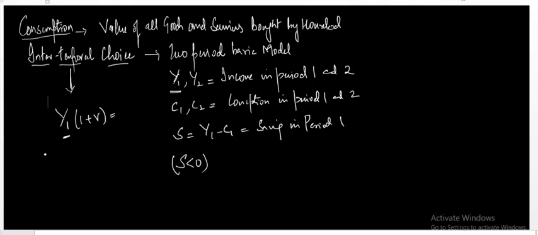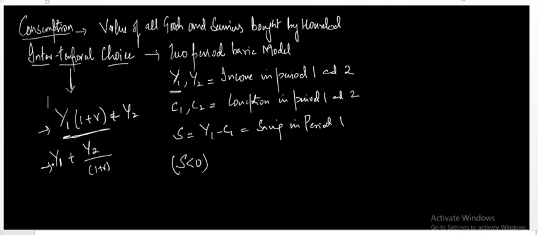Now, suppose a consumer wants to consume everything in period 1. So in this case, he will consume his income in period 1, plus he will also consume the present value of the income that he is going to receive in period 2, and he is going to consume that today only. Now the consumer has two choices: either he will consume everything in period 2, or he can consume everything in period 1. If he consumes everything in period 2, then he will have the future value of the income of period 1, plus the income that he is going to earn in period 2.